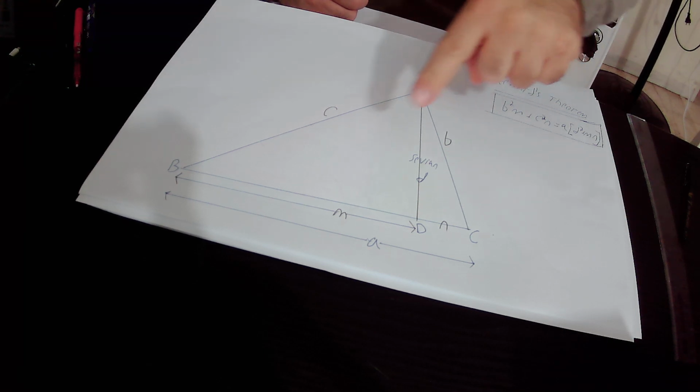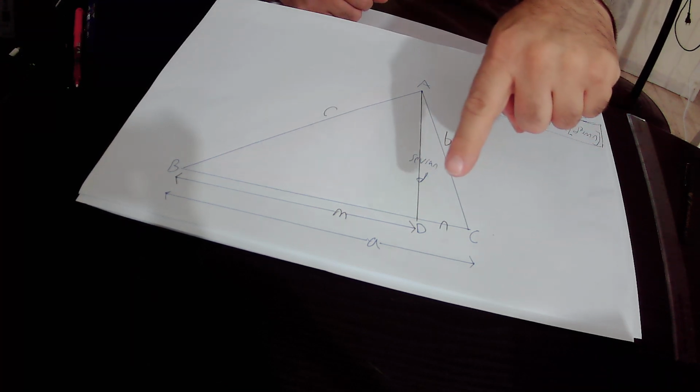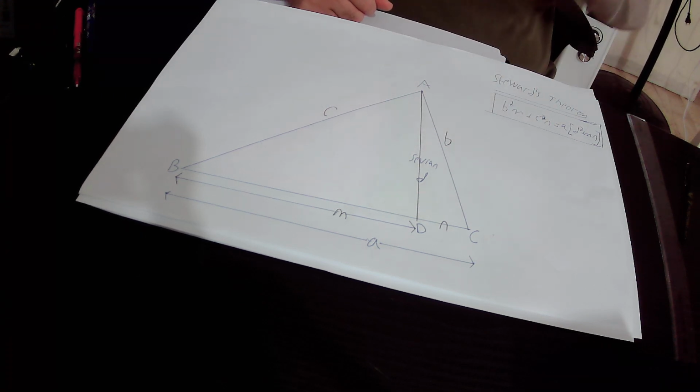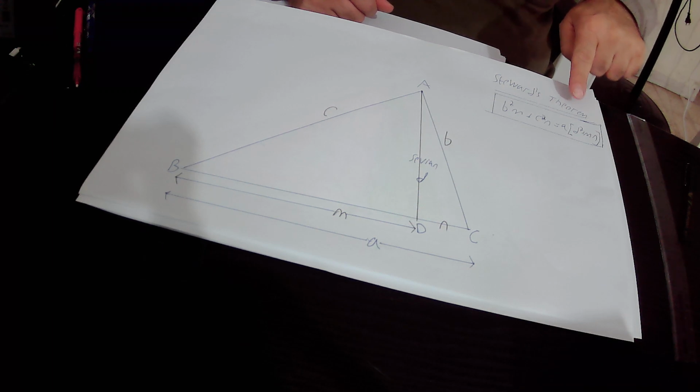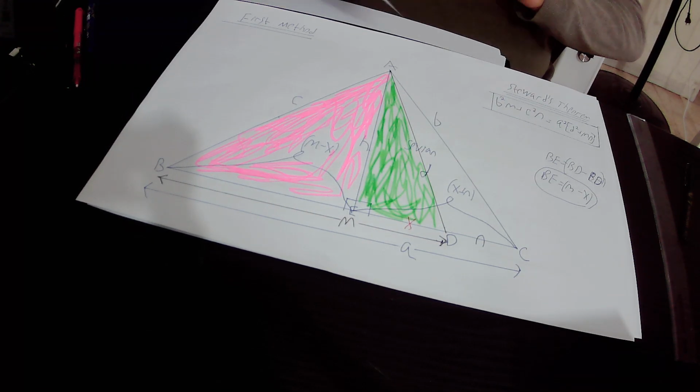b squared times m plus c squared times n equals a, open brackets, inside the brackets we have d squared plus m times n. Okay, b squared m plus c squared n equals a times (d squared plus m times n). We prove that this equation is true in two different methods. In the first method, we did the construction.